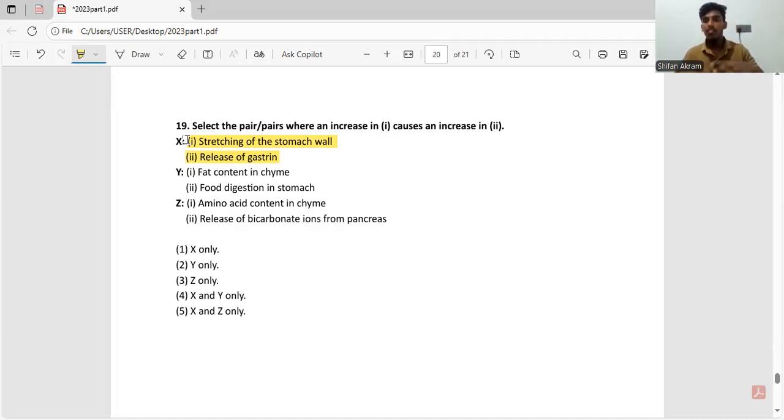Now all this happens and it forms something called the chyme. So chyme is the partially digested food. So let's stop at chyme and now let's go through the other statement. Now let's skip the Y statement and let's go through the Z statement. So they are saying amino acid content in chyme increases the release of bicarbonate ions from pancreas.